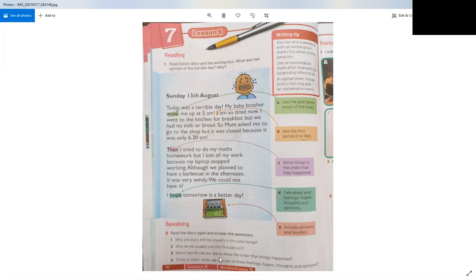Which words can we use to show the order of things? To show the order, we use first or firstly, then, after that, finally. Think of other words that we use to show feelings or hopes or thoughts. You can say: I hope, I expect, I think.